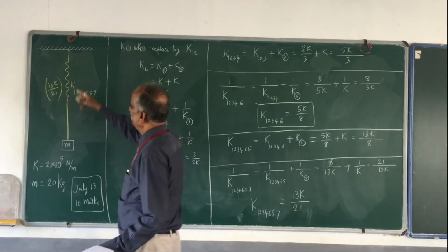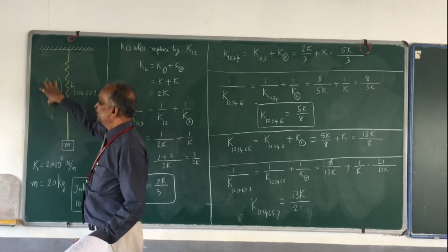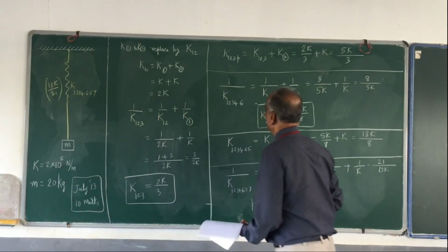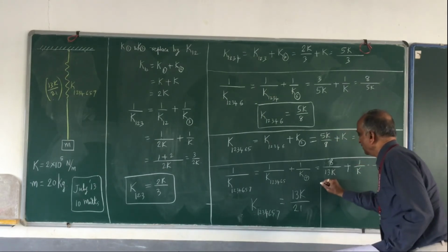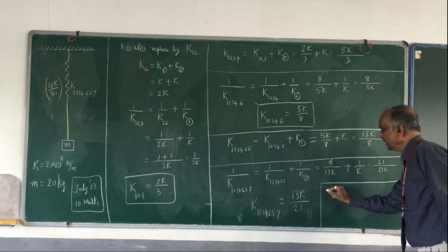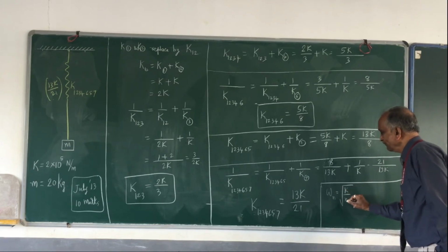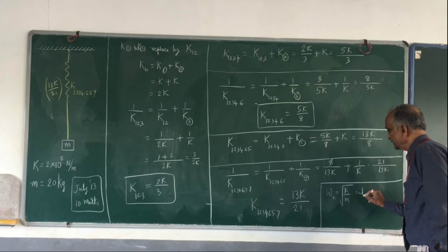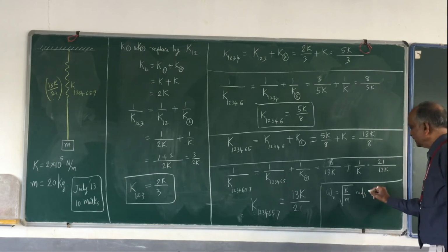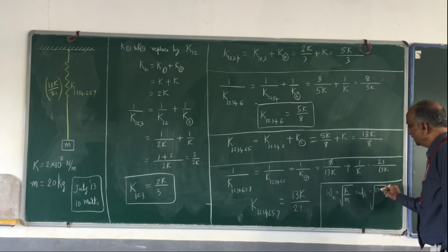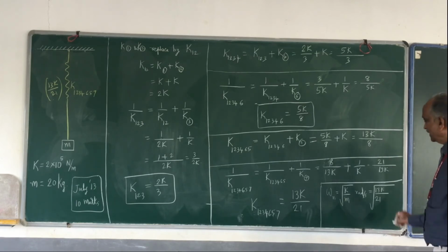So I have one spring whose stiffness is K, and this is the mass. What is the natural frequency of a spring mass system? Omega n is equal to square root of K upon m, so many radians per second. Let me substitute. What is K here? K is 13K divided by 21, divided by m.